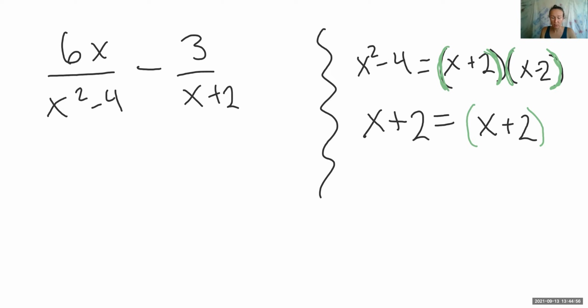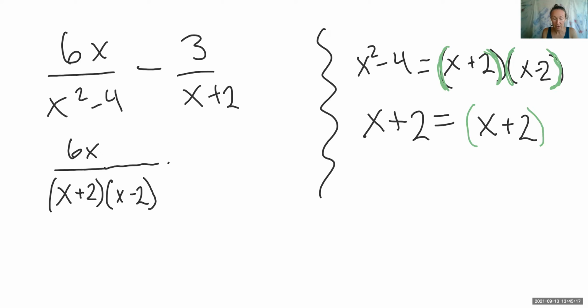So let's go ahead and do that. We've factored our denominators, so I'm just going to rewrite this original problem. We've got 6x over our x plus 2 times x minus 2. That's our first fraction. And our other fraction is 3 over x plus 2.